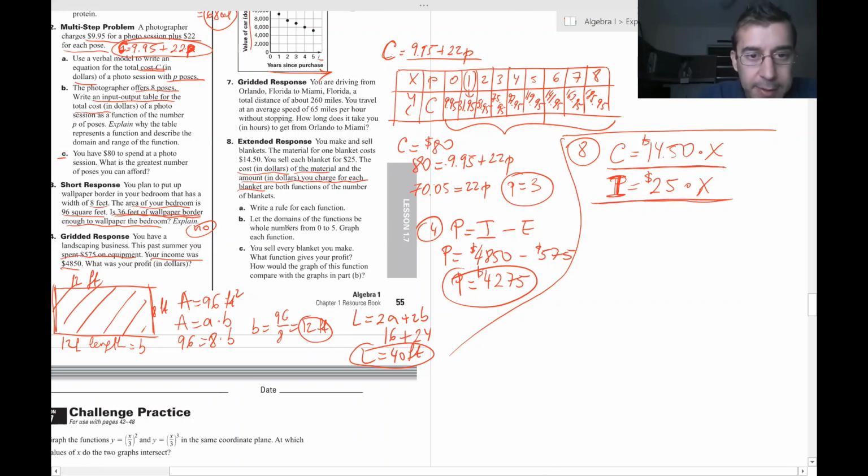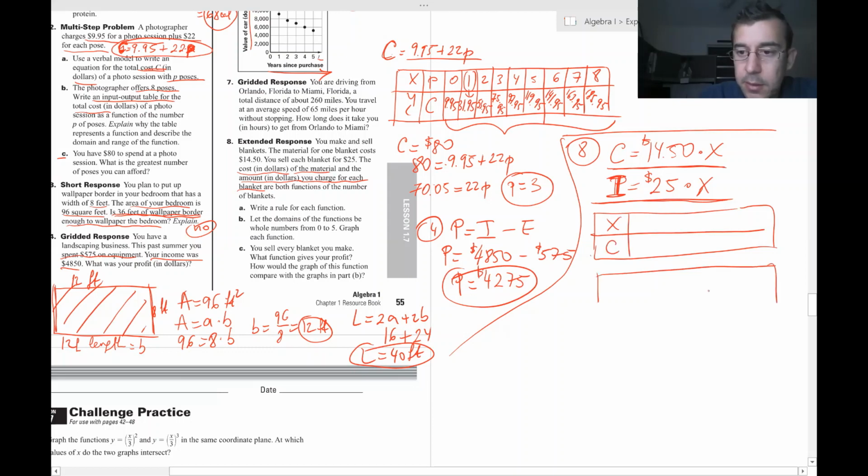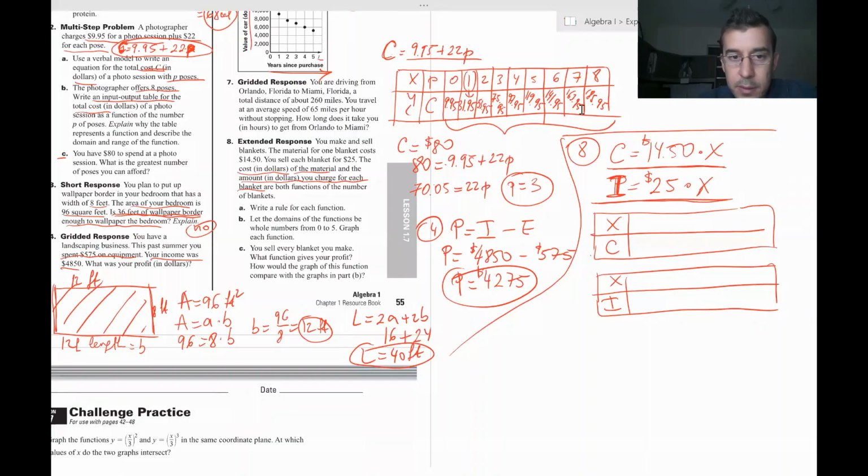That's A. B, let the domains of the functions be whole numbers from 0 to 5, okay? So we're gonna have basically two input-output tables, X and C, and then another one, X and I. Okay, so 0, 1, 2, 3, 4, 5, 0, 1, 2, 3, 4, and 5.